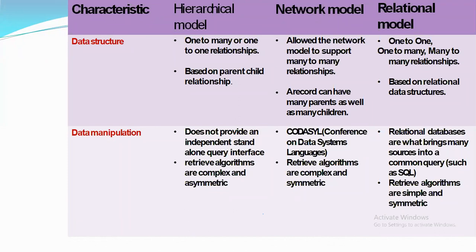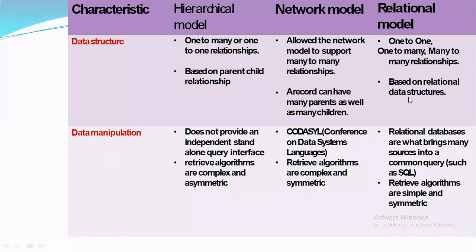Next we go for the second, based on parent-child relationship. In the hierarchical model, the data is in the form of parent and child relationships. Here a record can have many parents as well as many children. In the case of the network model, a record can have any number of parents, because it's many-to-many, from one record to all. So a record can have many parents as well as many children.